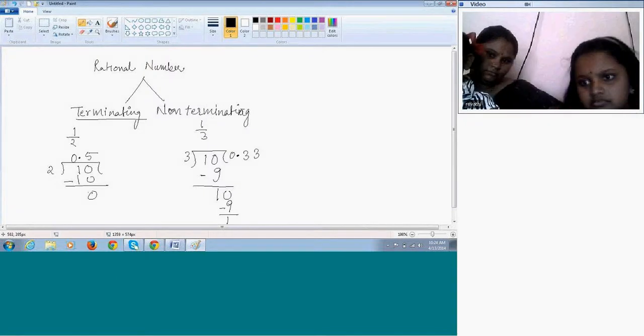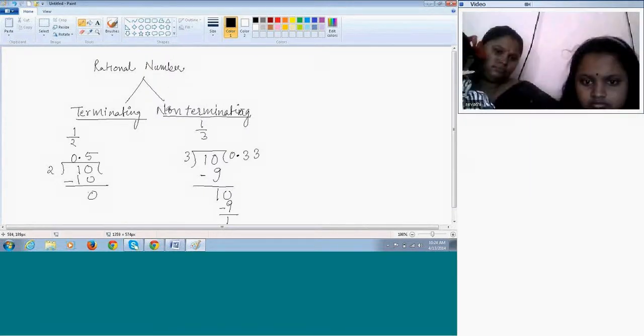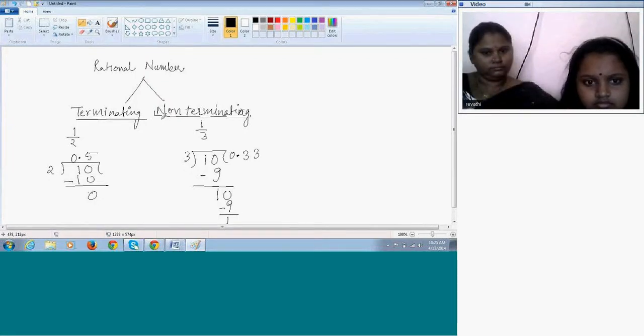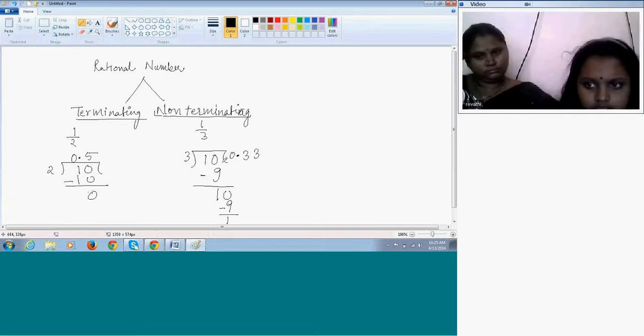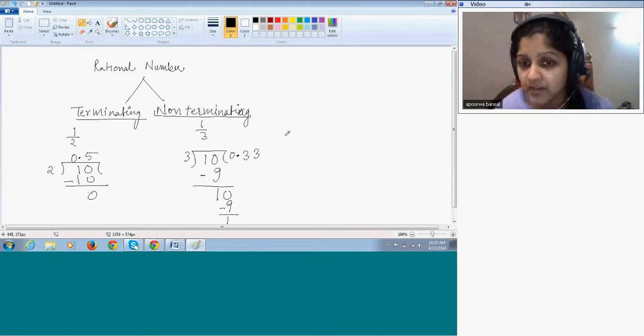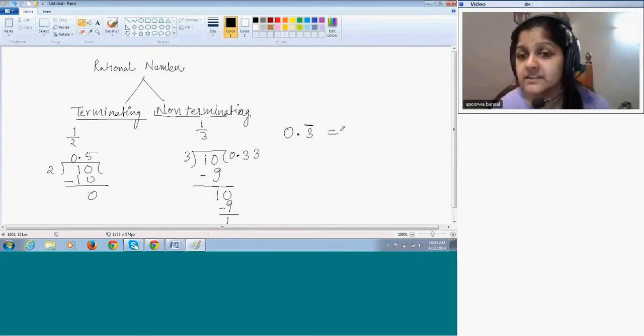Numbers like these are known as non-terminating numbers. For a non-terminating number, Monica, what we do is put a bar on top of the number which is repeating itself. Yes, miss. 0.3 bar is equal to 1 over 3.